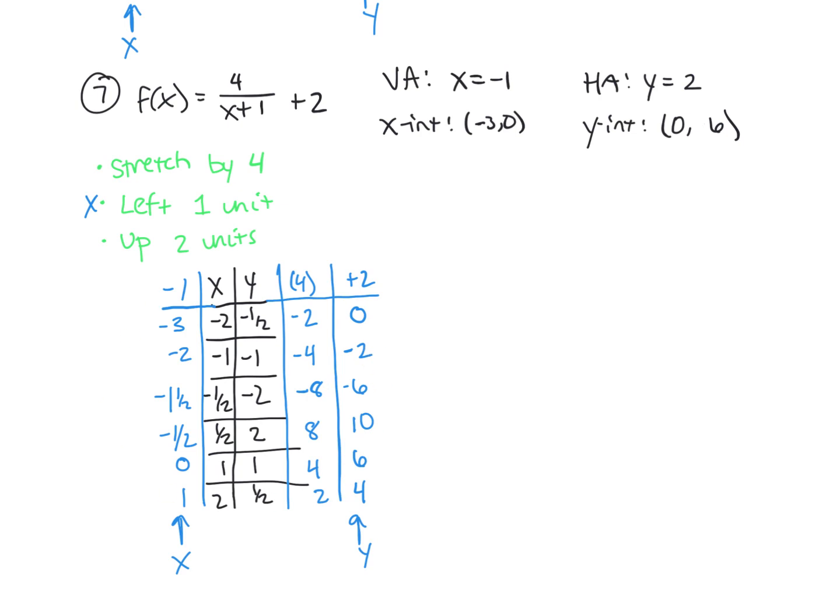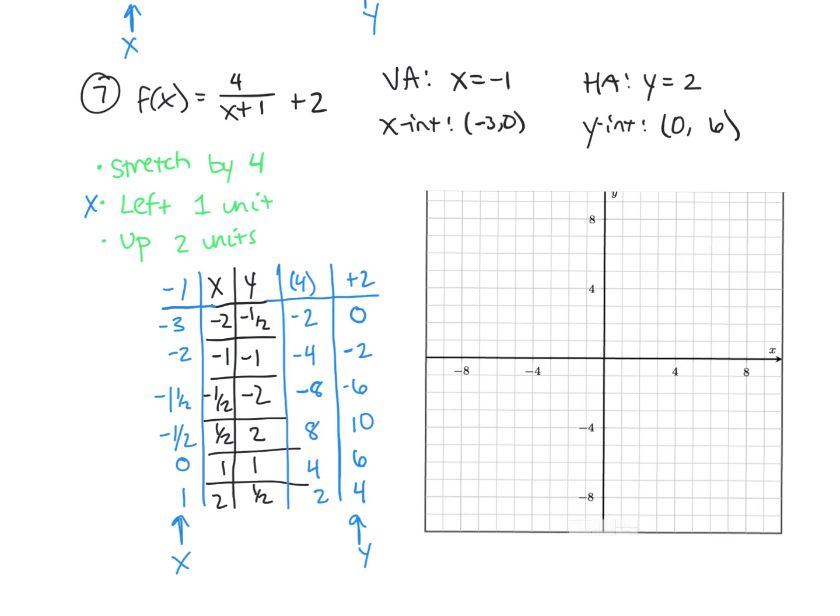So now that we have our table, I'm going to pause this video to bring up a blank graph. So here we have our graph. Again, just like last time, first I'm going to mark in my asymptotes. So we have a vertical asymptote moving up and down when x is equal to -1, right here, and a horizontal asymptote when y is equal to 2, so up here. And I want to make sure to plot in my intercepts. So we have one at (-3, 0), and we have one at (0, 6), all the way up here.